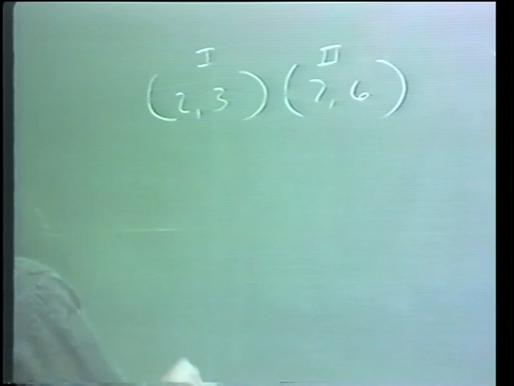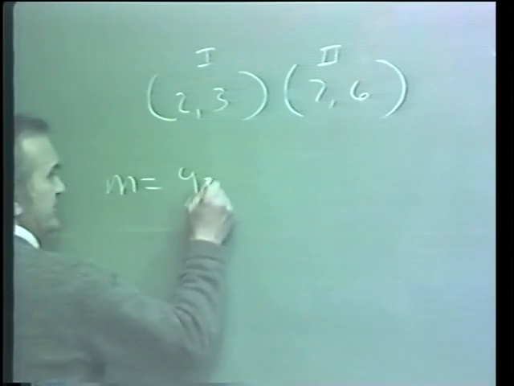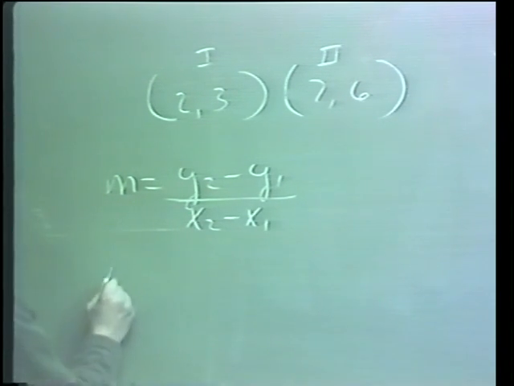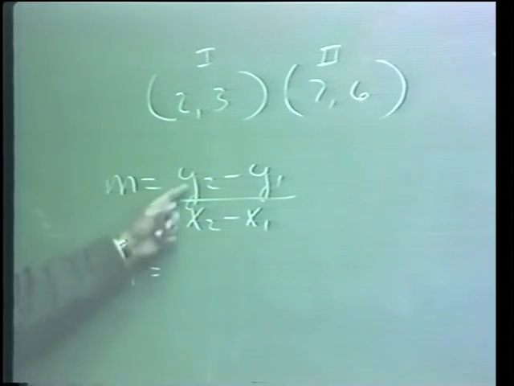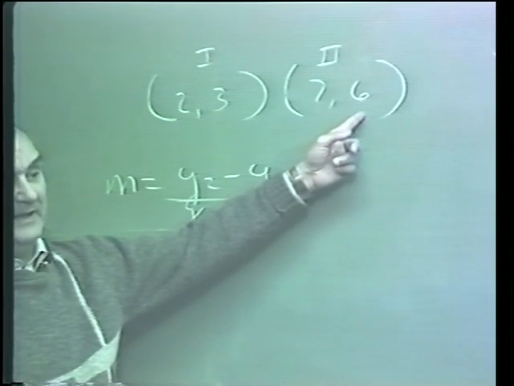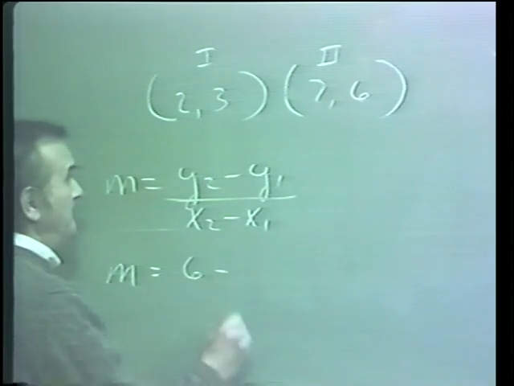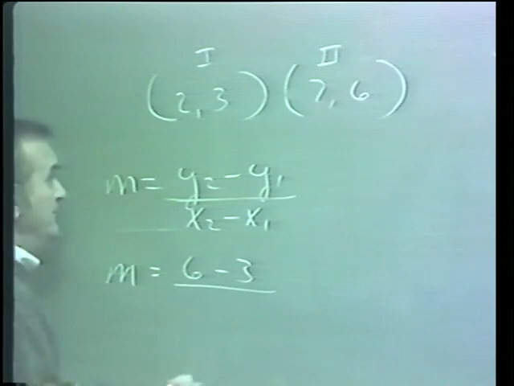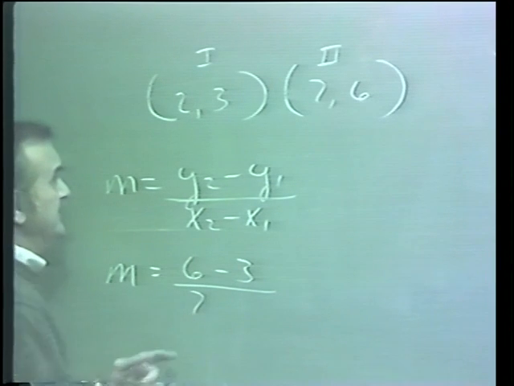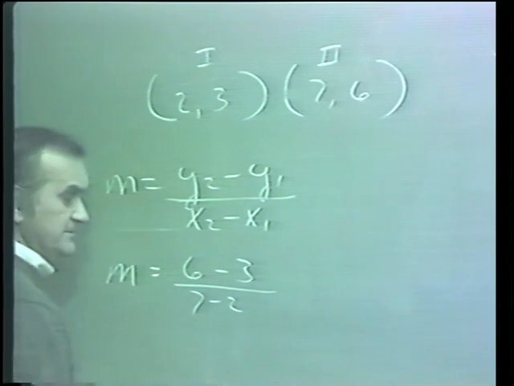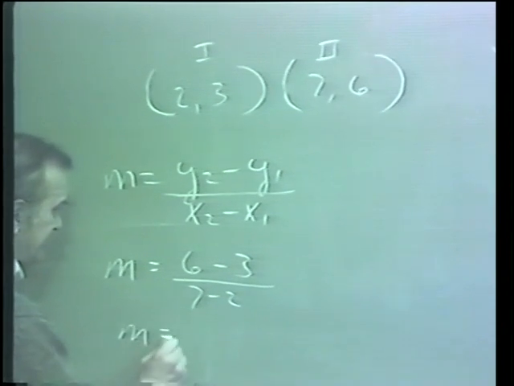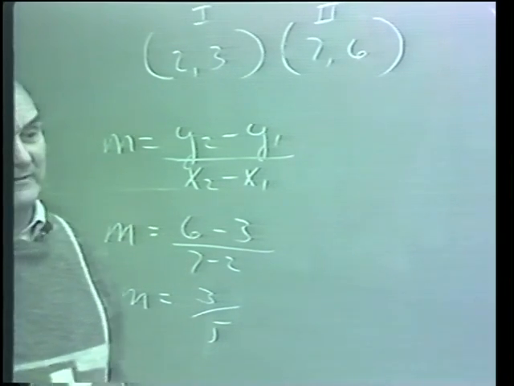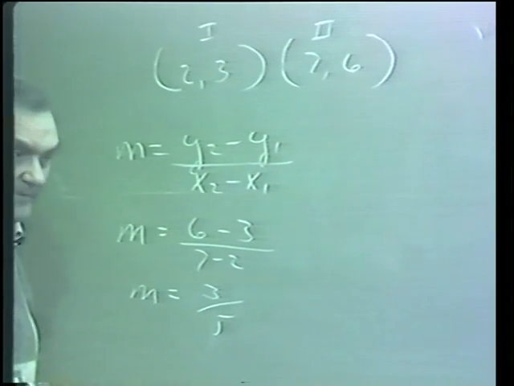So now all we're going to do is plug these into our formula, which is m is equal to y sub 2 minus y sub 1 over x sub 2 minus x sub 1. So m would equal y sub 2, the y value of the second point, that would be 6, minus y sub 1, that's 3, over x sub 2, which is 7, minus x sub 1, which is 2. We get the slope of this line is equal to 3/5. Now slope is never ever a mixed number. It's either a fraction or a whole number.